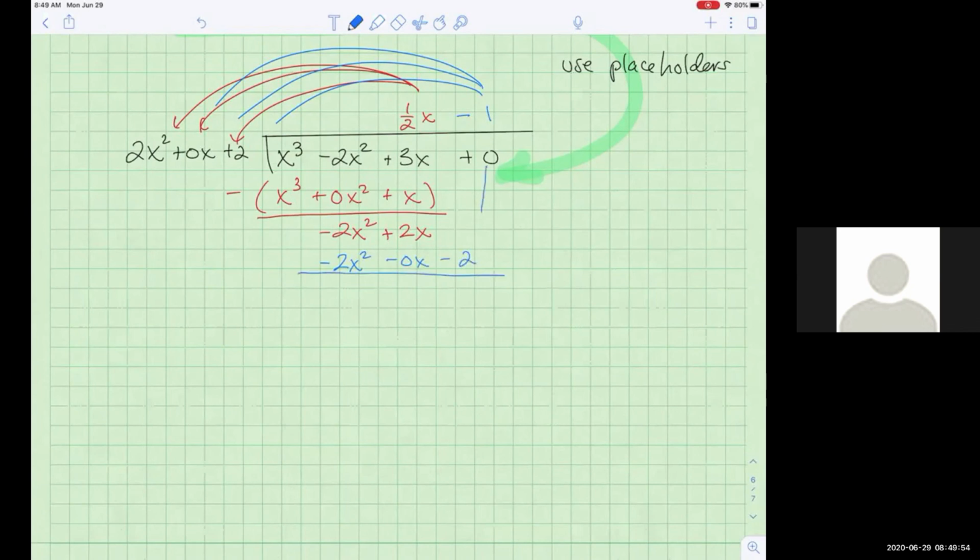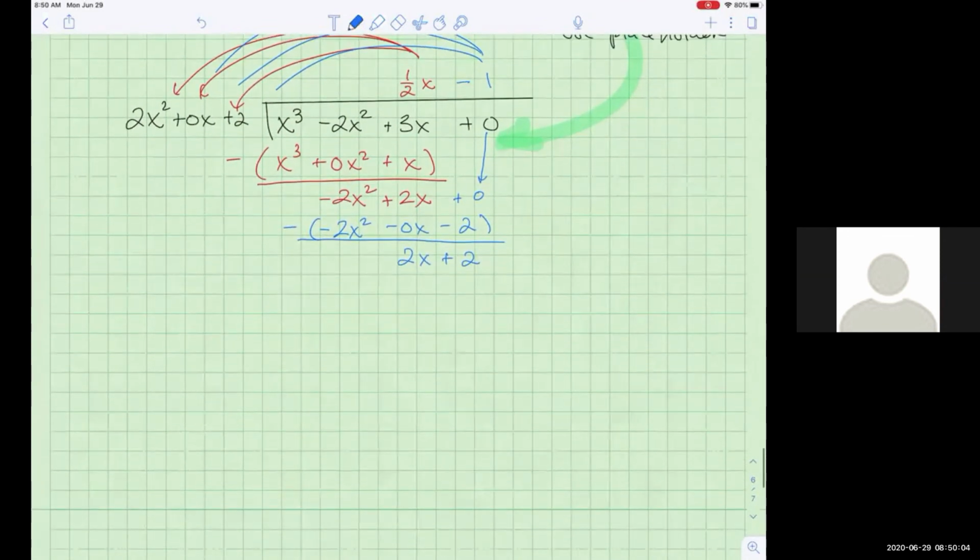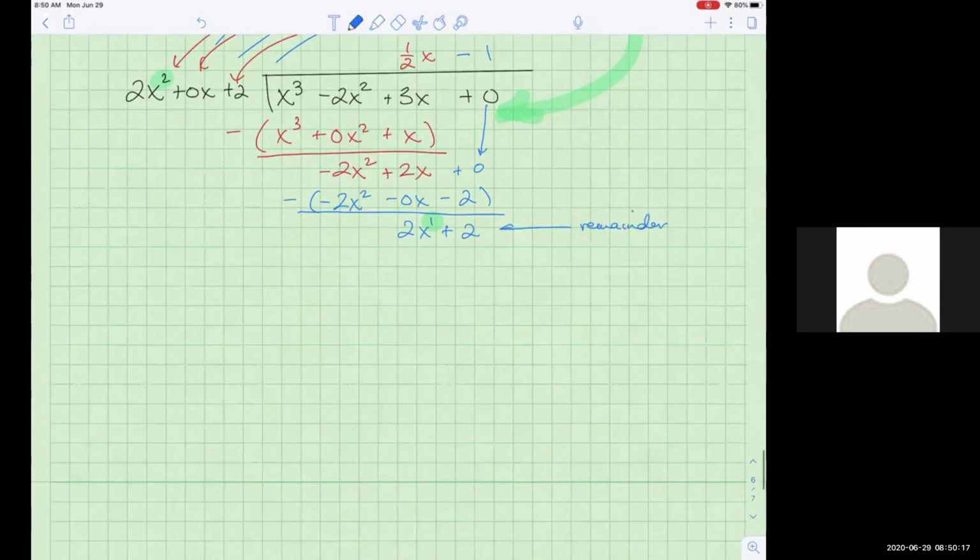And I guess we can bring this 0 down. Plus 0. Parentheses subtract. And then we'll get 2x plus 2. And that is our remainder. This is degree 1. It is now less degree than what we're dividing by. This is our remainder.